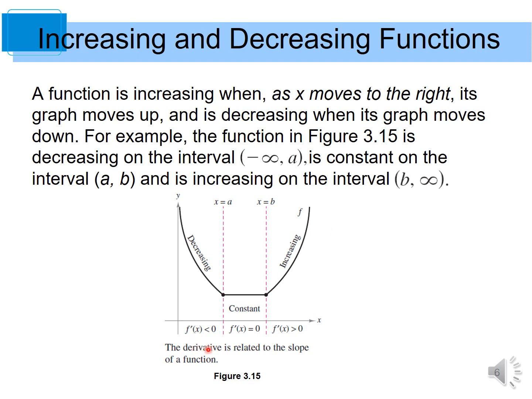And look at the slope. The derivative is related to the slope of the function. In this interval, the slope is a negative value. And in this interval, the slope is 0. And in this interval, the slope is a positive value.